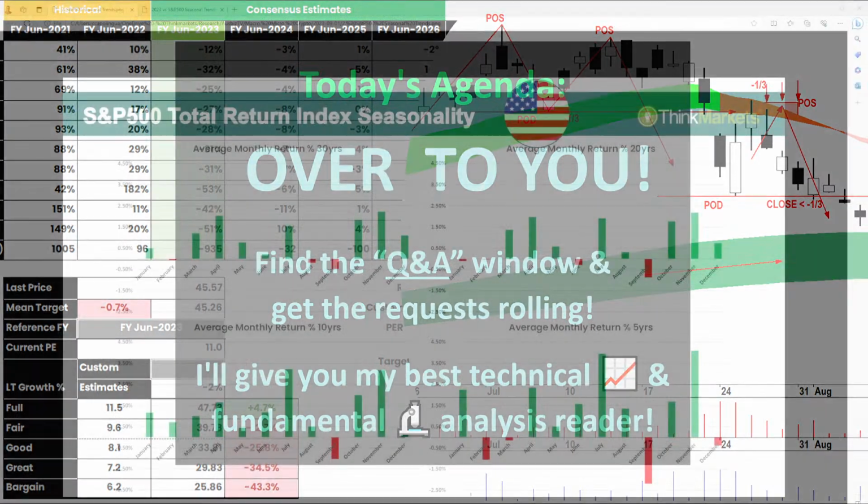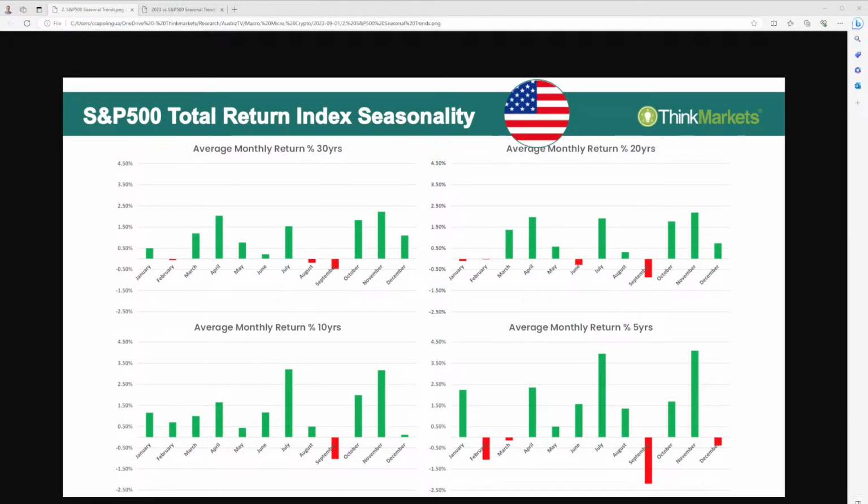Now, whilst those requests are rolling in, I'm going to head over here and show you something I think you'll find very interesting. This is data I compile on a monthly basis. August has just concluded, and here we are in September. We have the S&P 500 Total Return Index, using this as a proxy for returns on US markets.